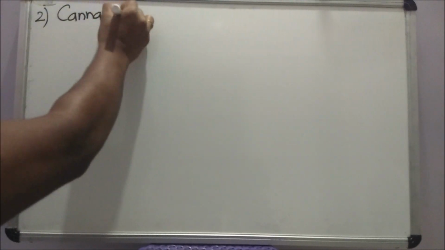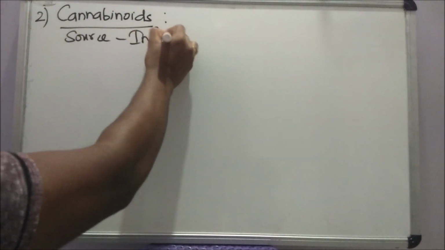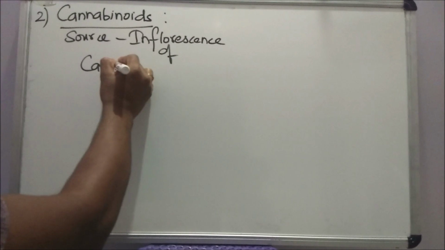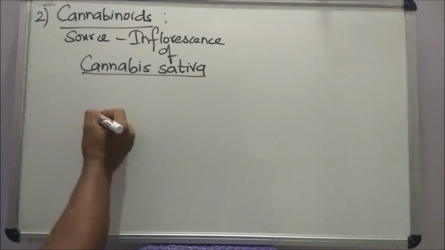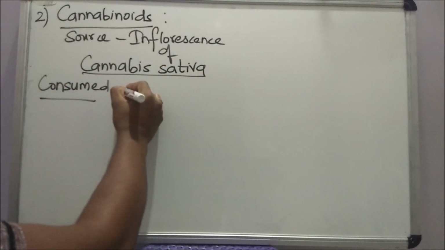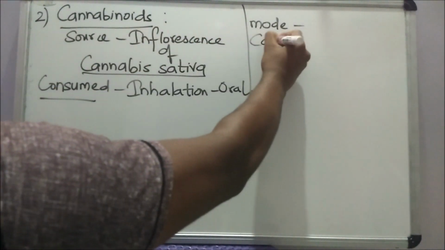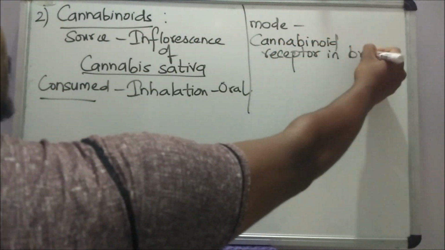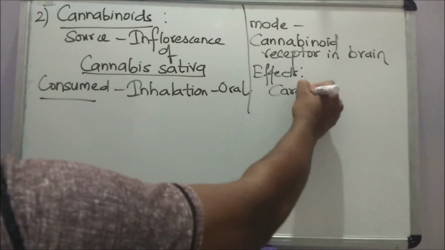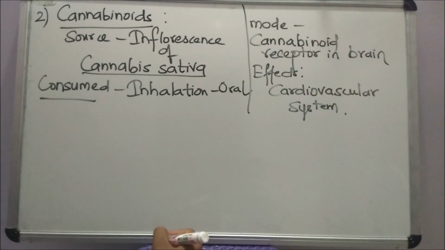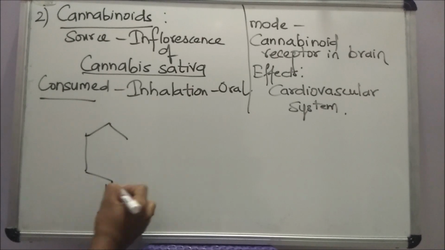The second abused drug is cannabinoids. The source is the inflorescence of the plant Cannabis sativa. It is consumed by inhalation or oral ingestion. The mode of action is it binds to the cannabinoid receptor present in the brain. The effect could be it affects the cardiovascular system.